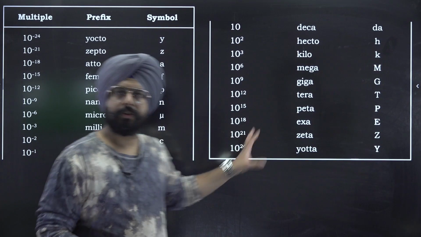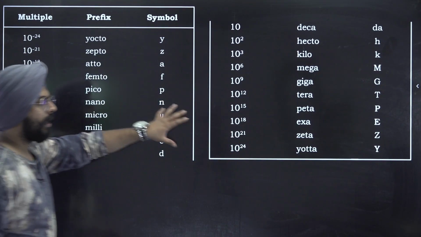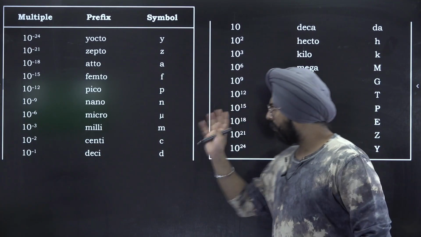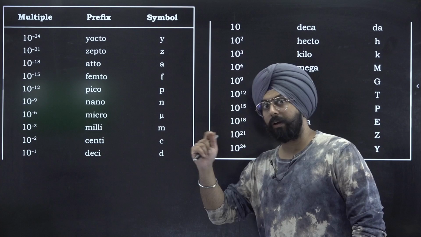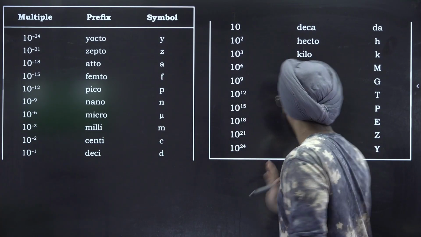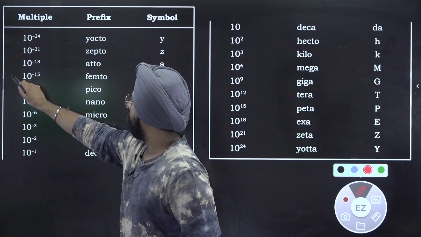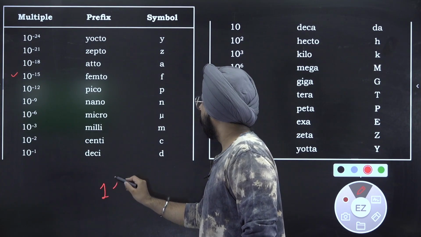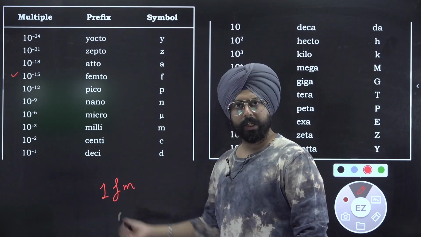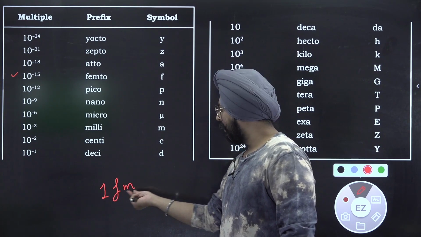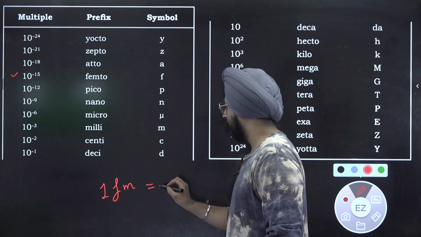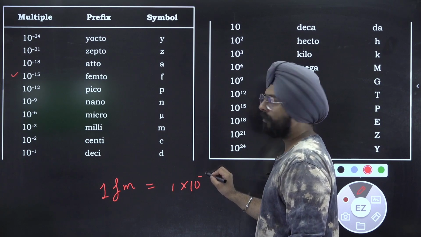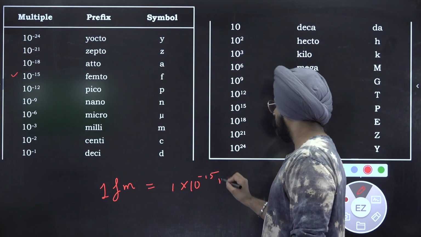These conversions of the powers of 10 are a little important for us. Okay, so there are certain numbers out of these which I want you to note down properly in your notebooks. The rest of them you can just have a look at. Make sure you remember femto. For example, if I write 1 femtometer, okay, small f stands for femto, small m stands for meter. This will be equal to 1 into 10 to the power minus 15 meters.